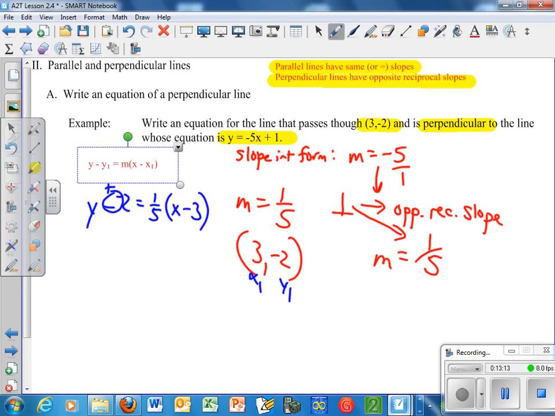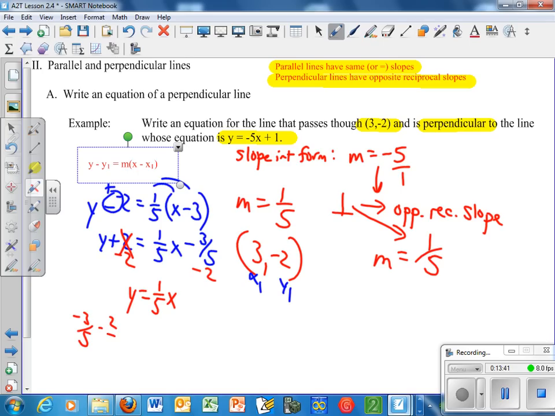This becomes a plus, so it's y plus 2 equals, remember in point slope you want to distribute, so it's 1/5 x minus 1/5 times 3 is 3/5, and I'm going to write it as a fraction, and I would suggest leaving it as a fraction. And then our next step is to subtract 2. So y equals 1/5 x, so I'm doing -3/5 minus 2/1.